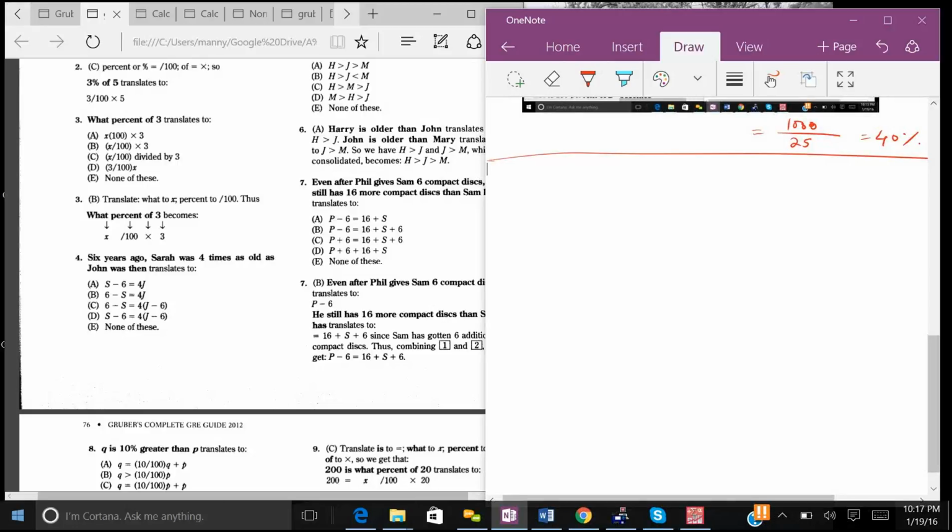Okay, let's see what else we need here. Look at question number 4. What you do is you need to create a table. If you make table charts, it keeps things organized. I'll show you a technique with number 4.